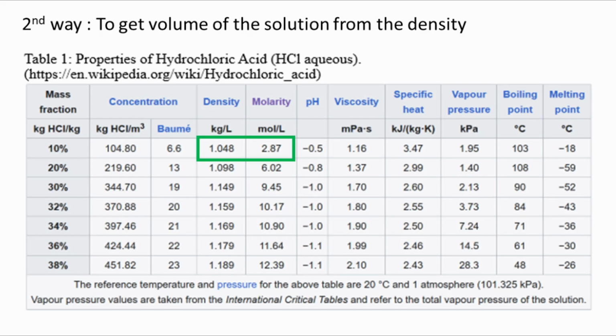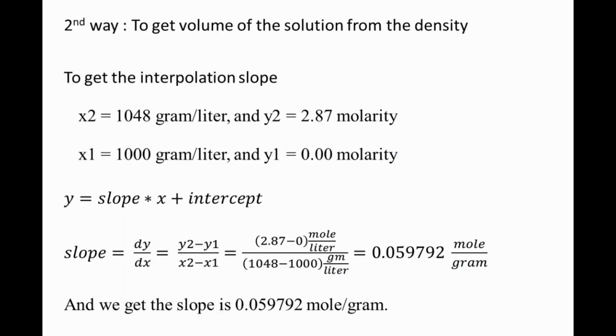To get the volume of the solution by interpolating the density. We know from the table that the density of 2.87 molarity HCl is 1.048 kilograms per liter. This will be X2 equals 1048 grams per liter, and Y2 equals 2.87 molarity. We can use these X and Y values to find the slope of the interpolation line. We should know the density of pure water at 20 degrees Celsius is 1 kilogram per liter, and pure water has a molarity of 0. So X1 equals 1,000 grams per liter, and Y1 equals 0 molarity.